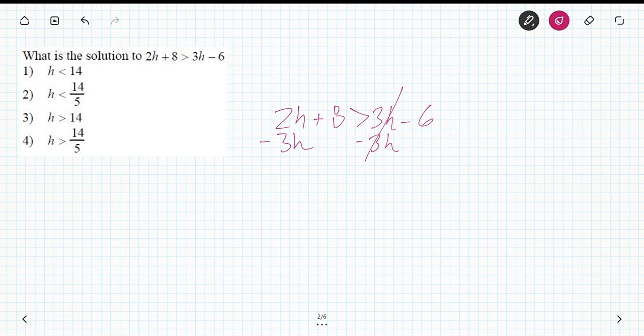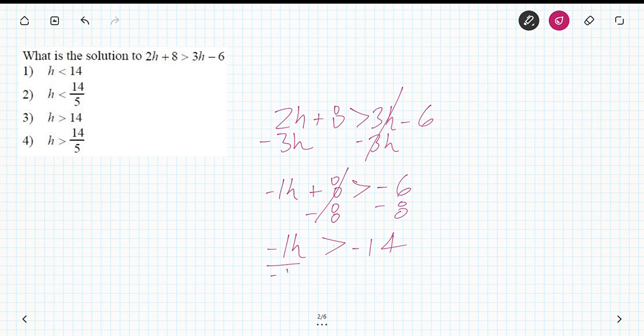So 2h minus 3h is going to give me a negative 1h plus 8 is greater than negative 6. Okay, so now I must bring my numbers with my numbers. So I subtract 8 from both sides. And I'm going to get negative 1h is greater than, this eliminates, negative 14. Now I have to divide by negative 1.